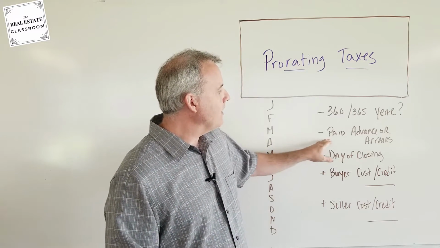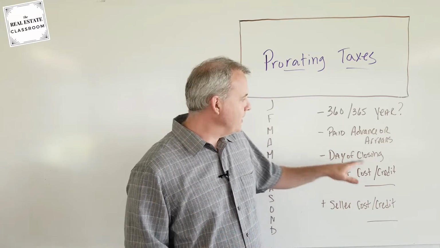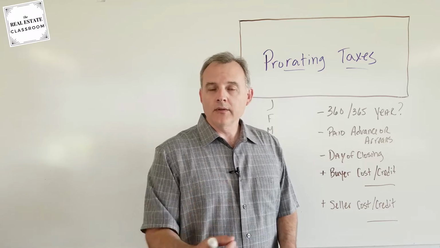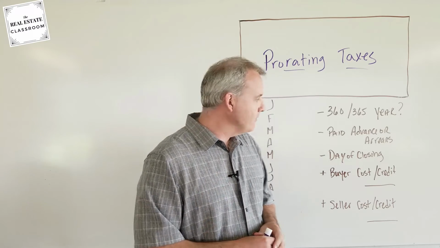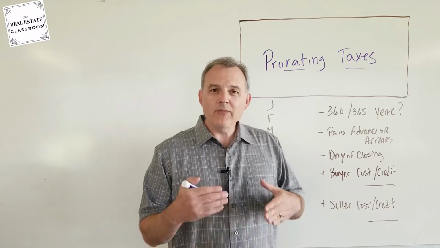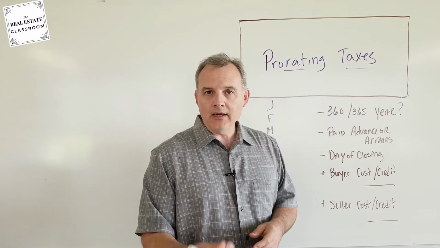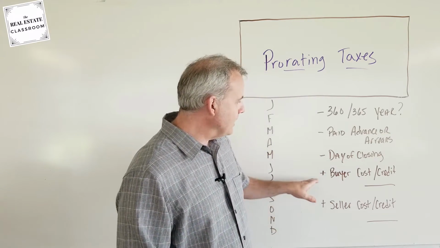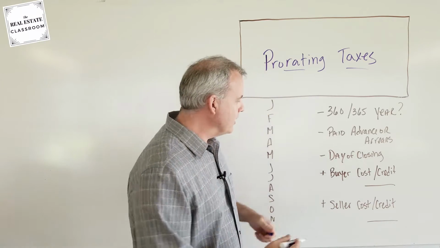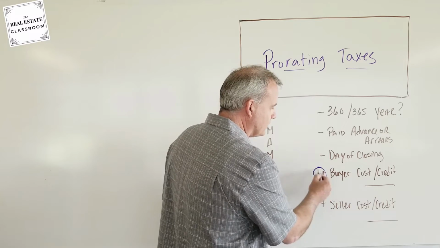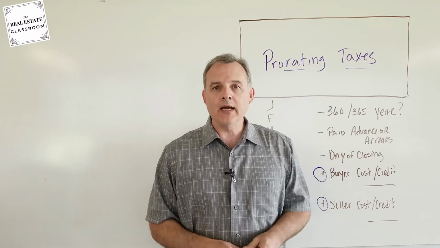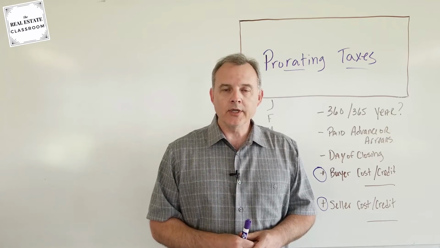Number two, have the property taxes been paid in advance or in arrears? Again, the licensing exam will give you the information that you need in that test question. Who is responsible for the day of closing? Is it the buyer or the seller? And lastly, as with any prorations, we want to know, is this going to be a cost or a credit to the buyer and the seller? And that's what we're trying to figure out in this tax proration question.